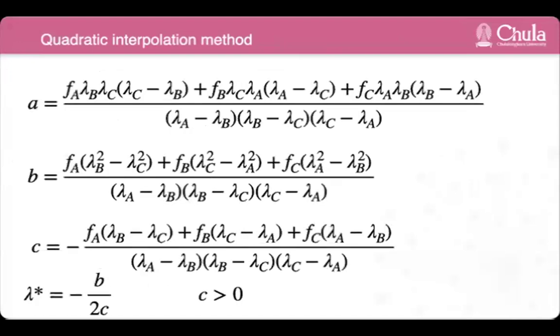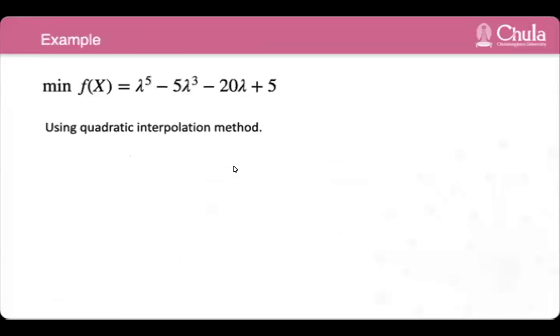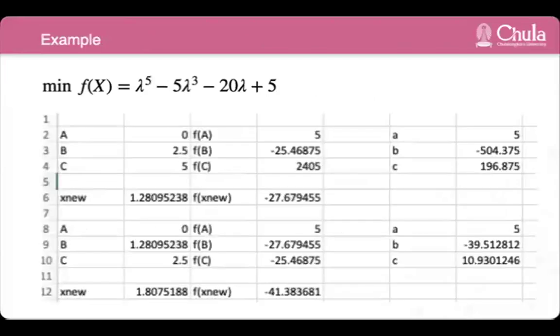With that information, of course, you can solve the problem by yourself. It's algebraic, a system of equations, but anyway, you can also use this formula. You see that A is a function of FA, FB, FC and lambda A, lambda B, lambda C, and B also, C also. So the minimum point is at minus B over 2C. And this is our example.